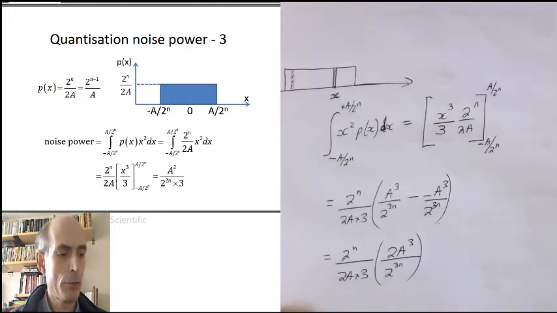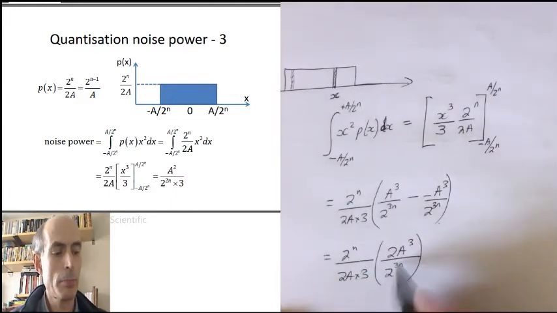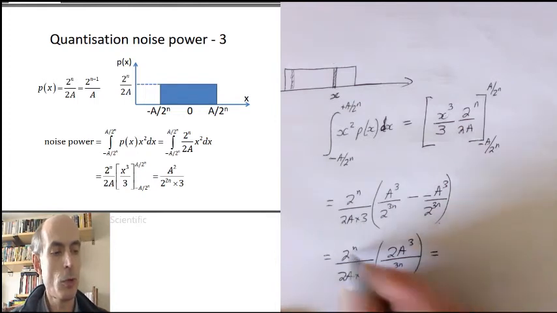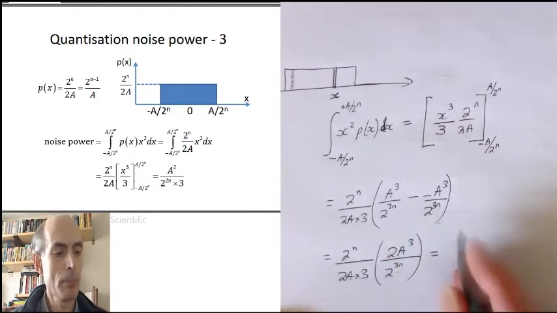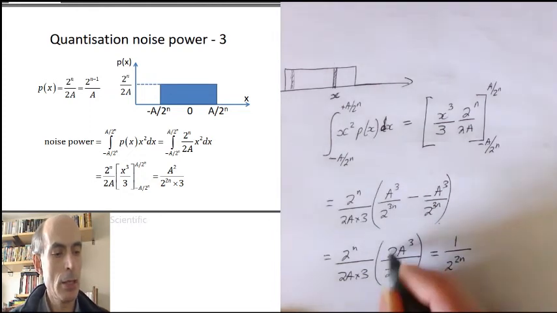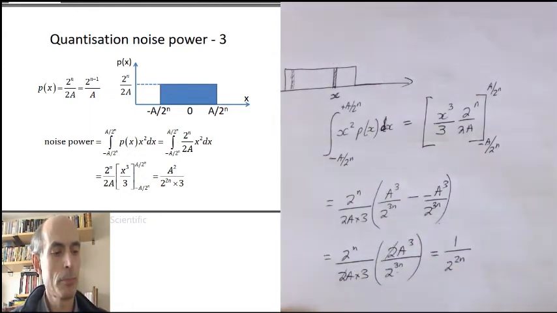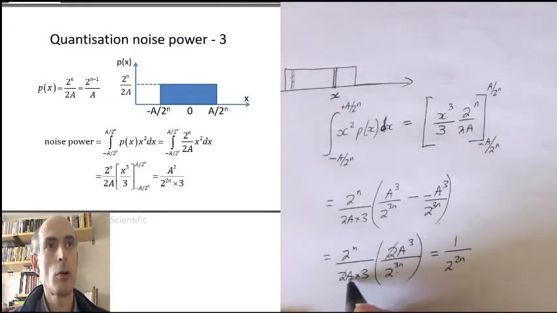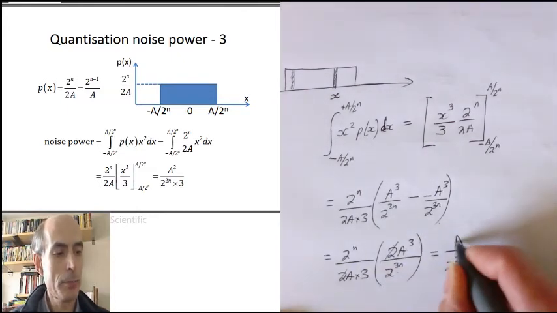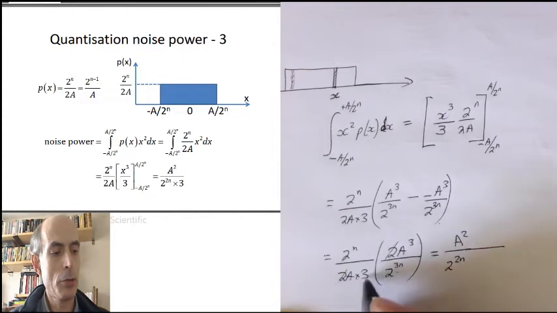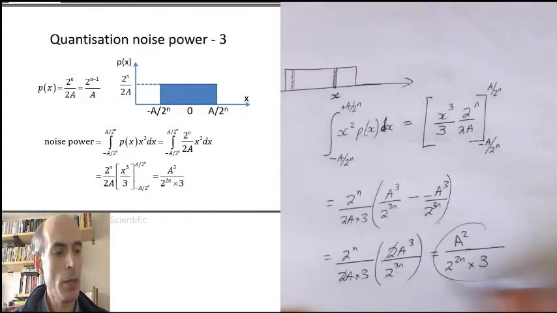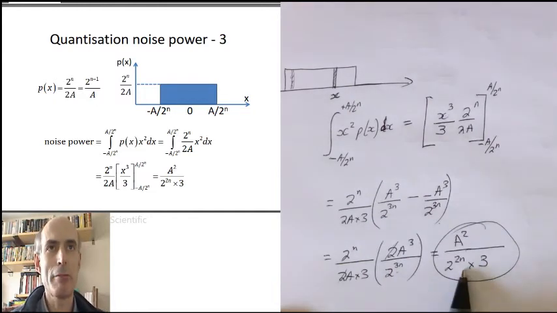Right, 2 to the power of n divided by 2 to the power of 3n is just 1 over 2 to the power of 2n. That 2 cancels with that 2. A cubed over a is just a squared. And that 3 at the bottom has to stay as a 3 at the bottom. And we end up with that as our total average noise power: a squared over 2 to the power of 2n times 3.